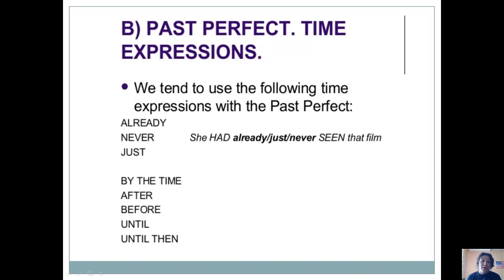And we can also use time expressions in past perfect. We tend to use the following time expressions with the past perfect. The first is already. She had already seen that film. But we can also use she had seen that film if we mention the past time, for example, yesterday or the day before yesterday. Never, just, by the time, after, before, until then. These are time expressions of past perfect.